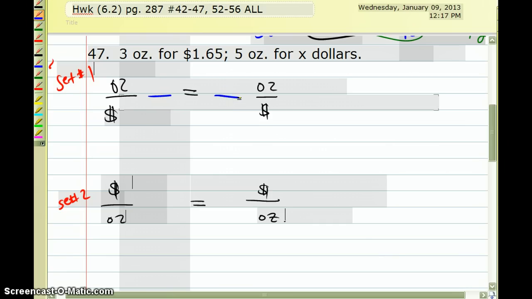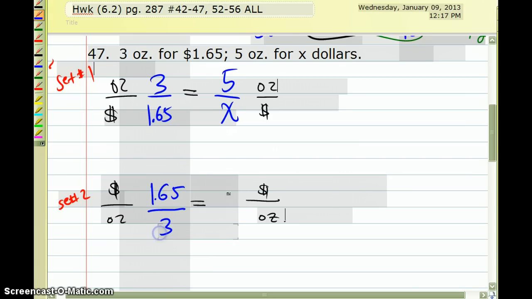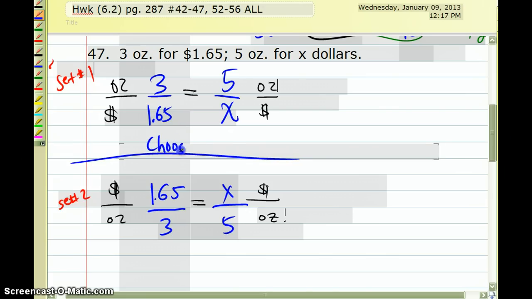Okay, so here I get 3 ounces, giving me $1.65 for 3 ounces. I want to know how much 5 ounces will cost, so I'll use X dollars for that part. The second setup is just everything flipped around. My answer won't differ if I choose to do it one way or the other way. So just choose one way to write it. For tonight's homework, you don't have to copy the questions. As long as you set it up correctly and then work out your answer, that's fine.